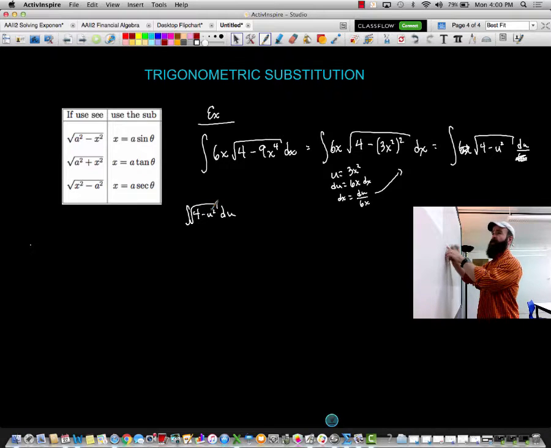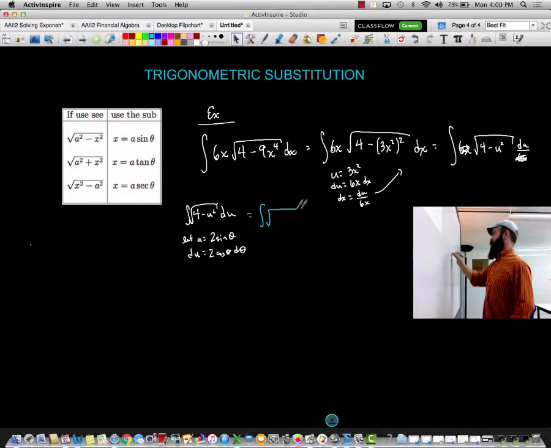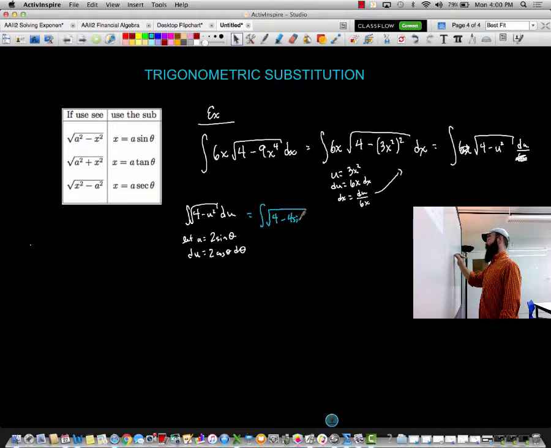So I've got 4 minus u squared, and that matches the a sine theta pattern. So I'm going to let u be 2 sine theta and proceed from there. So du is 2 cosine theta d theta. So I'm going to replace the stuff that's in here with what I just did the substitution for. So that would be 4 minus 4 sine squared theta times du, which is 2 cosine theta d theta.